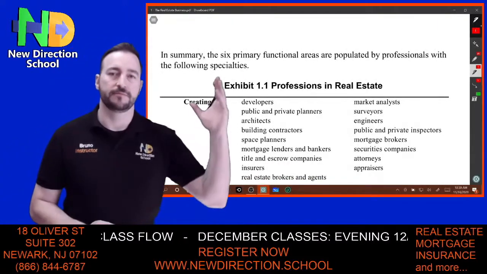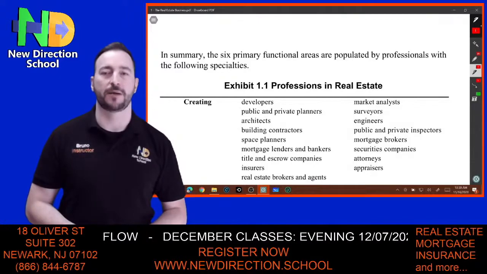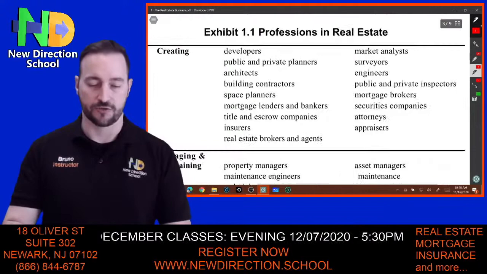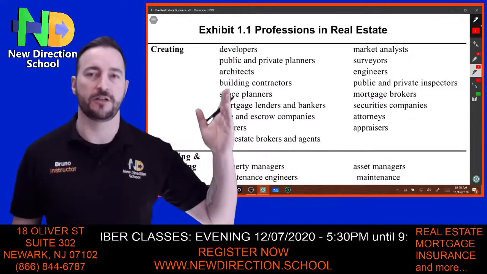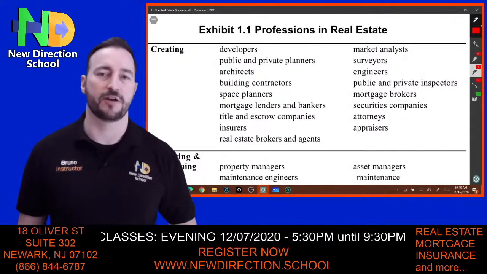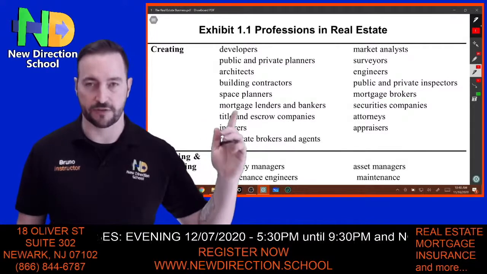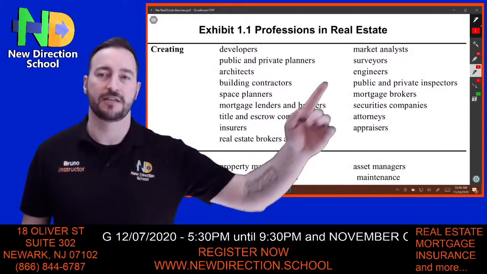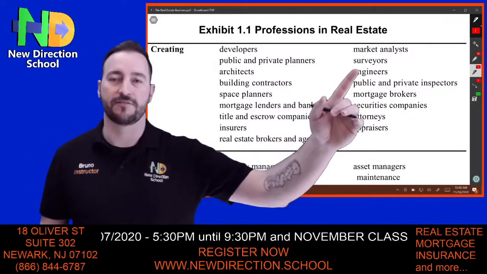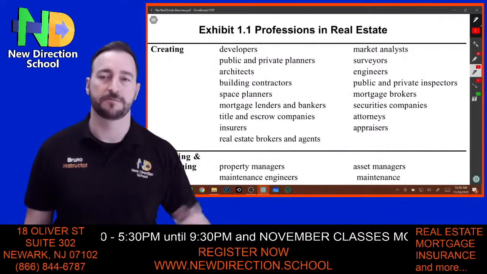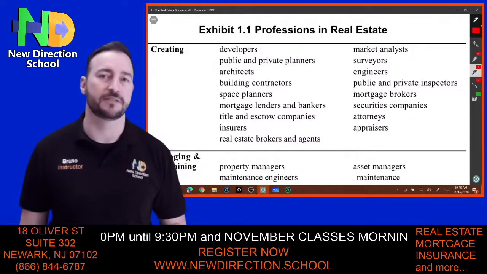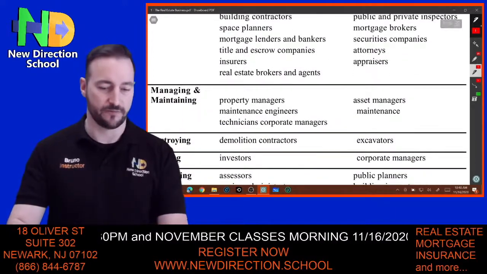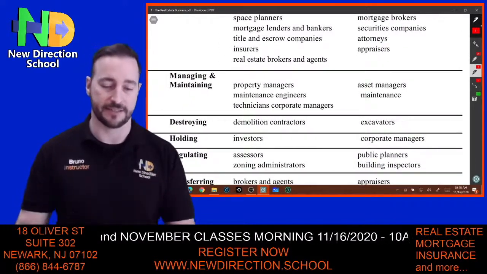So in summary, the 6 primary functional areas that are populated by professionals with the following specialties. Under creating, we just spoke about developers, public and private planners, architects, building contractors, space planners, mortgage lenders, bankers, title and escrow companies, insurers, real estate brokers and agents, market analysts, surveyors, engineers, public and private inspectors, mortgage brokers, security companies, attorneys, and appraisers. Again, going fast because we will cover all this in detail.